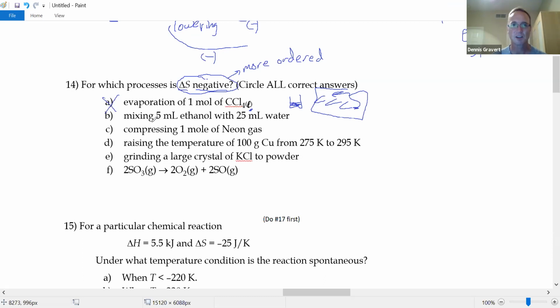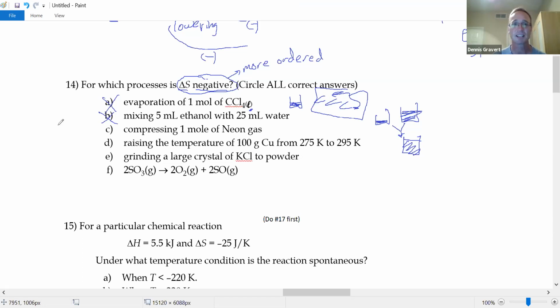Okay, what did you do here? You took 5 milliliters and mixed it with 25 milliliters of water. You had 5 milliliters in one flask, 25 in another, and you mixed them together. Now where's this molecule? It's somewhere in there. It was nice and neatly separated. That's more random. Nope.